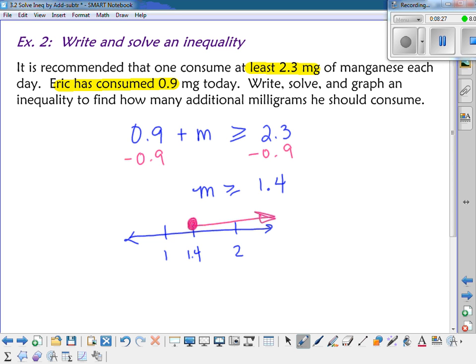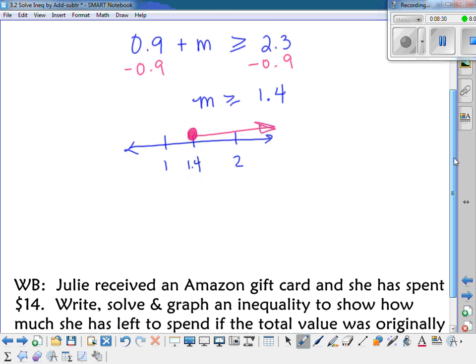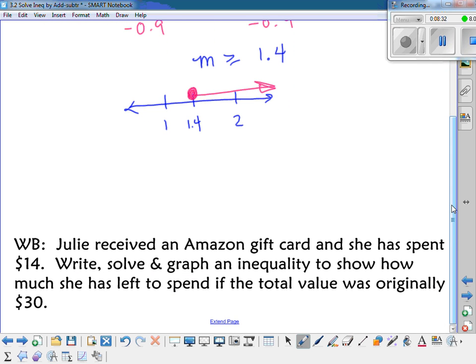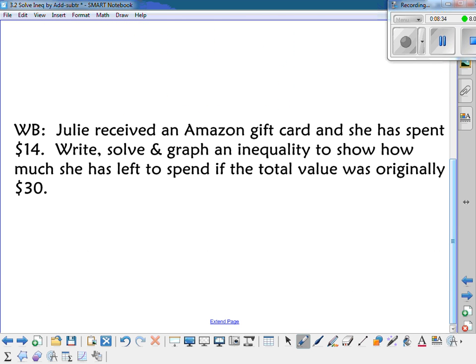All right, this next problem is for you to attempt on your own, so you don't have to write this one in your notes. Julie received an Amazon gift card and she has spent $14. Write, solve, and graph an inequality to show how much she has left to spend if the total value was originally $30. So first write an inequality, and then after you've written your inequality, unpause the video just to make sure that you at least are starting in the right place. So pause the video now.